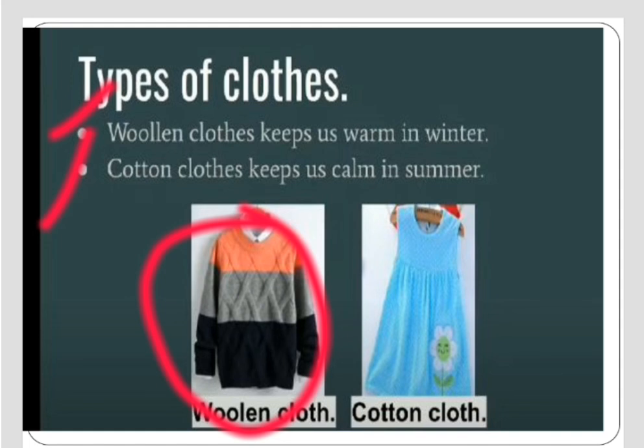And cotton clothes keep us cool in summer because dark colored objects absorb radiation better than light colored objects. This is the reason why we feel more comfortable in cotton clothes in summer. Okay.